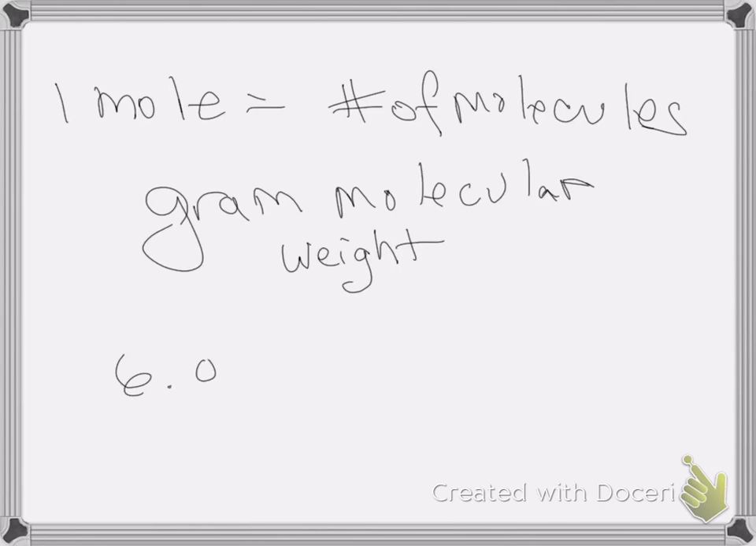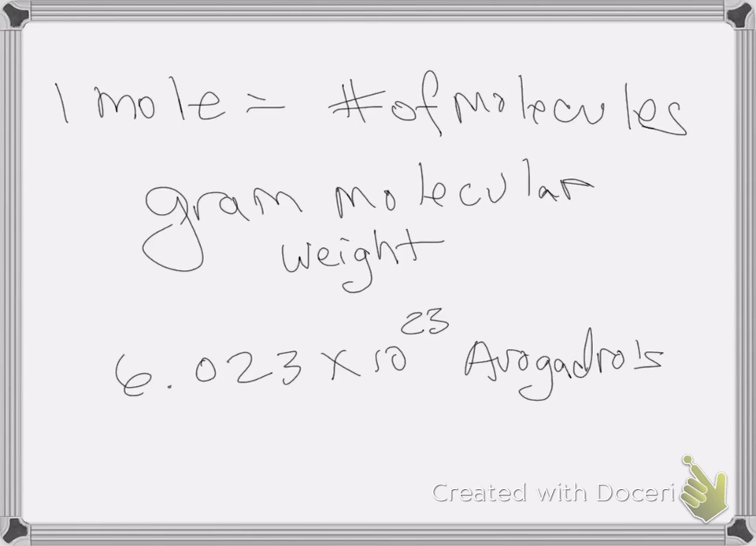A mole is 6.023 times 10 to the 23rd. That's Avogadro's number. And that's not on the test. Just as some chemistry background. Does that ring a bell to anybody, Avogadro's number? Very cool.